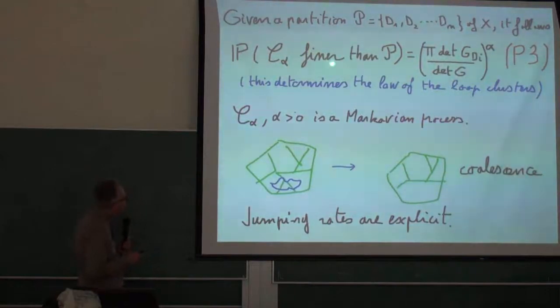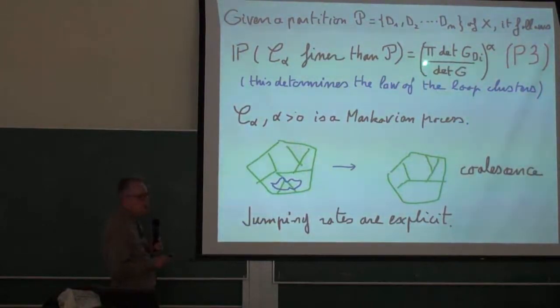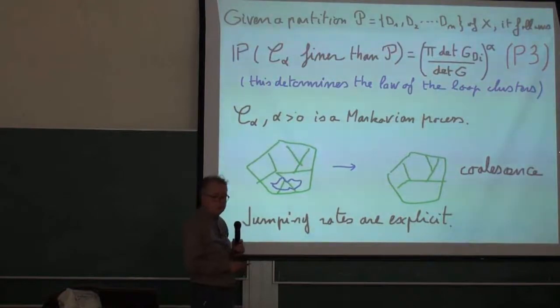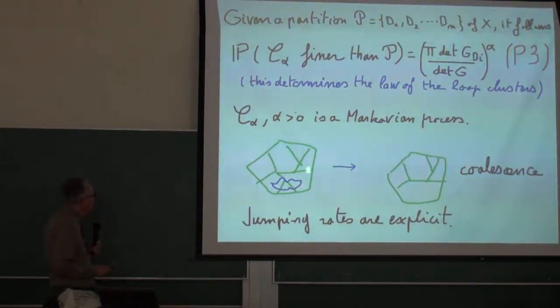Then from a calculation by inclusion-exclusion, which is similar to the one I described before, given a partition of the space, it's a discrete space, so I give myself a partition, then you can compute the probability that the partition C alpha in clusters is finer than the given partition D1, D2, Di. So you give yourself a partition, and you want the partition in clusters not to be exactly this one, but to be possibly this one, or something finer. And this will be given by a product of determinants of the Green functions of the sets Di, the elements of the partition, divided by the determinant of the total Green function, to the power alpha again. So this, of course, determines the law of the loop clusters.